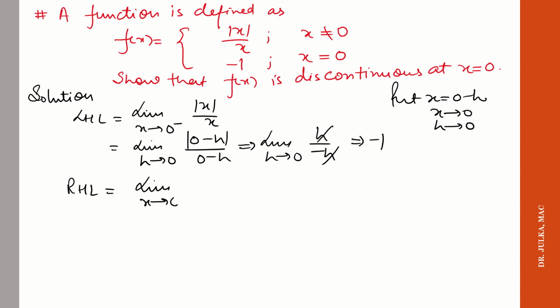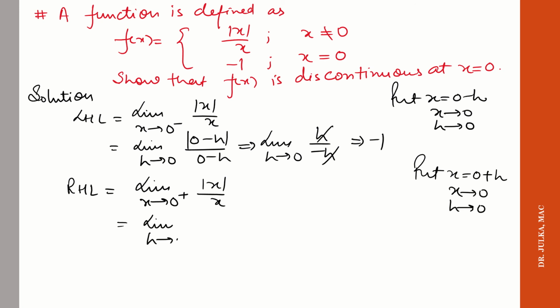Now right limit is limit x tends to 0 positive. Mod x upon x. Put x equal to 0 plus h. x tends to 0, so h tends to 0. Limit h tends to 0, replace x by 0 plus h. Now we have h upon h. When we cancel this h, we'll get 1.